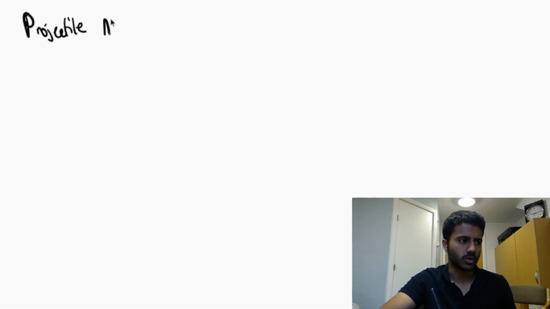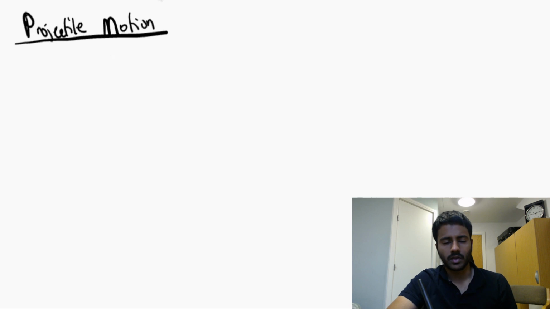Now, a common type of question where you'll be asked to apply the SUVAT equations is something called projectile motion. An example of this is, let's say you're on a plane and your plane is dropping some food package. Let's just say, here's your plane.